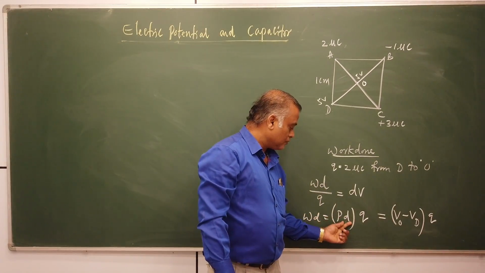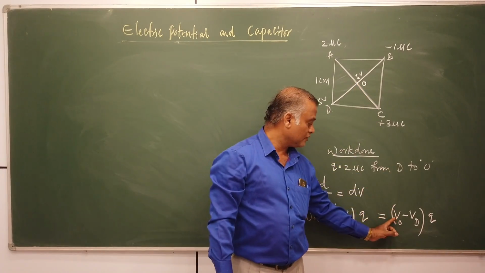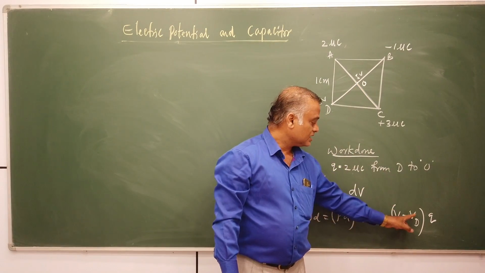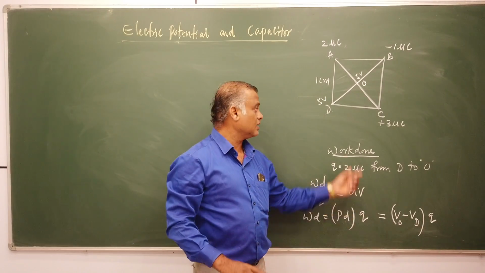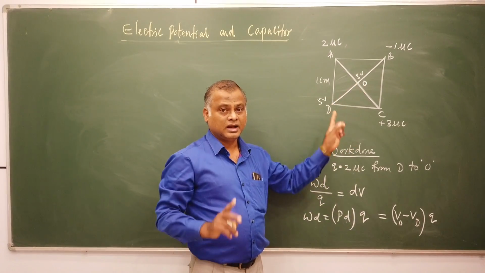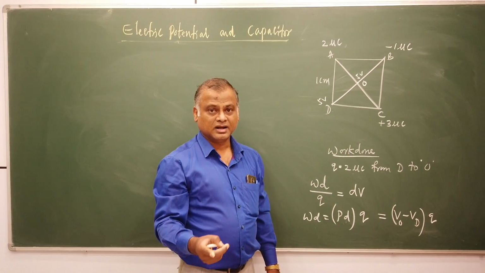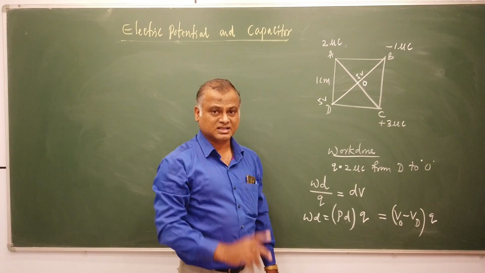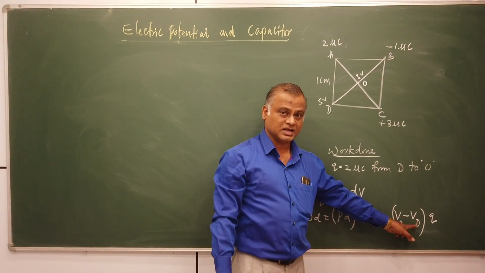Then the point to be noted is D to O. What is the final point here? VO minus VD. Potential difference is final minus initial. Difference in temperature is final temperature minus initial. Displacement is final position minus initial. Difference in potential is final potential minus initial.